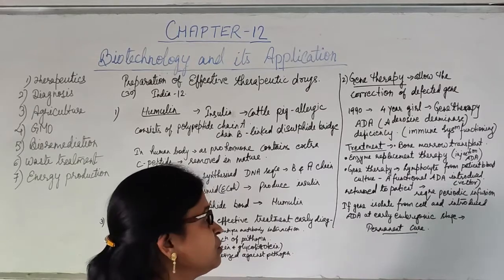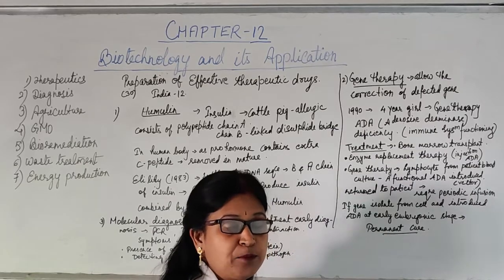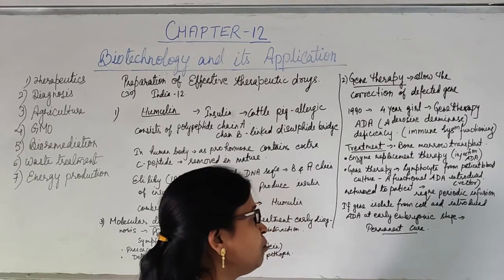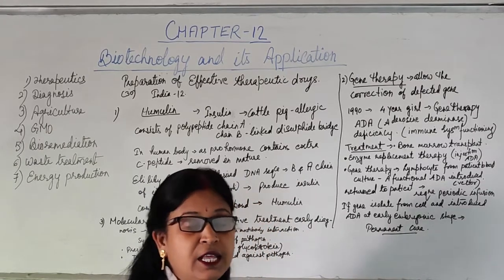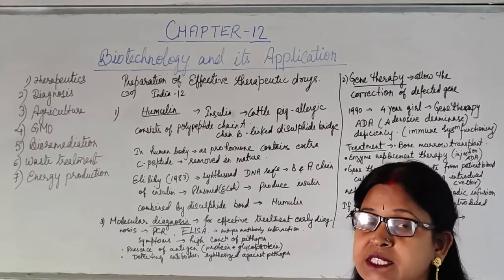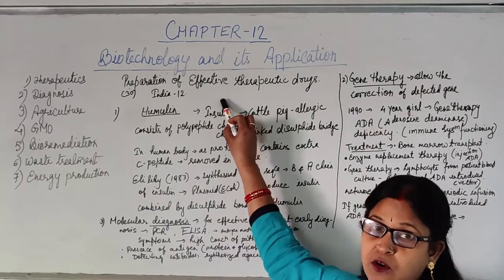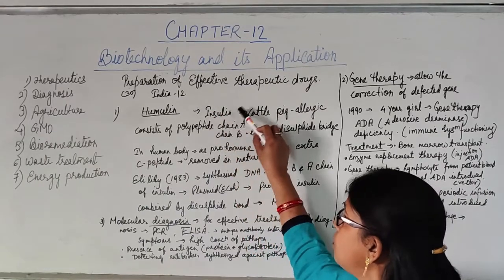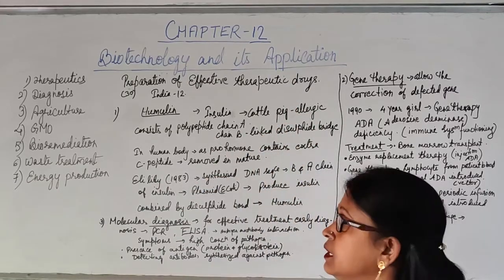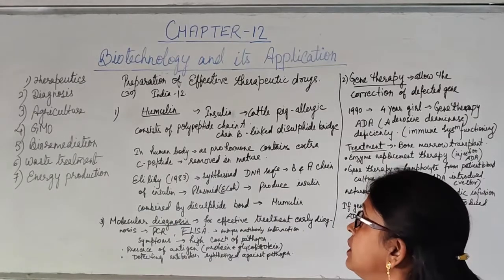This requires periodic infusion. But if the gene can be isolated from the cell at the early embryonic stage, and at that time ADA is transplanted or introduced into the body in the early embryonic stage, then it can be the permanent cure of that disease. So in this way we can see there are different uses of biotechnology in the field of therapeutics. That means preparation of different types of therapeutic drugs, then diagnosis of disease at an earlier stage so that effective treatment can be given.